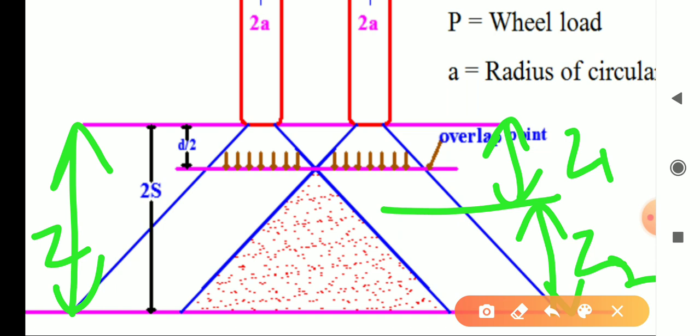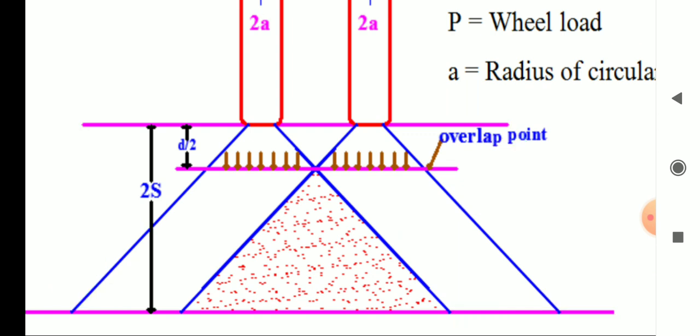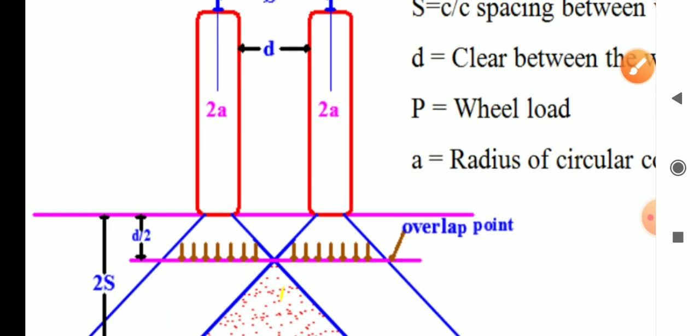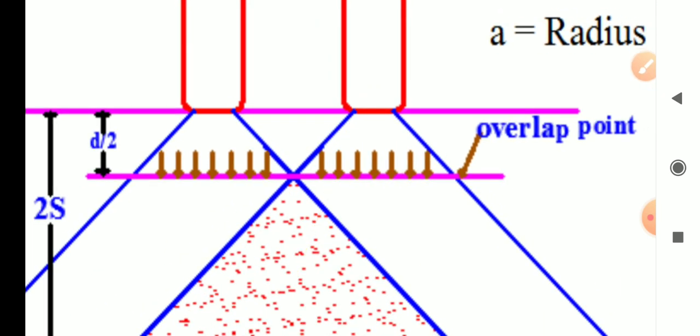Similarly, Z2, up to the bottom of the pavement at 20 centimeter thickness, how much ESWL can we predict using this concept? So this is the ESWL concept. The main thing here is that the stresses are overlapping, and that is very important.